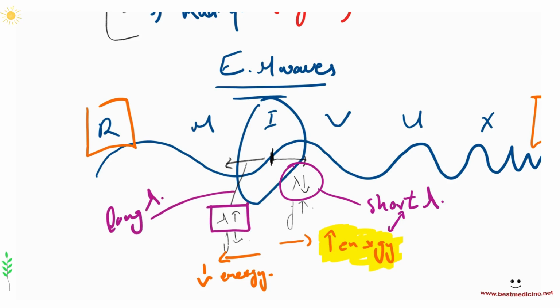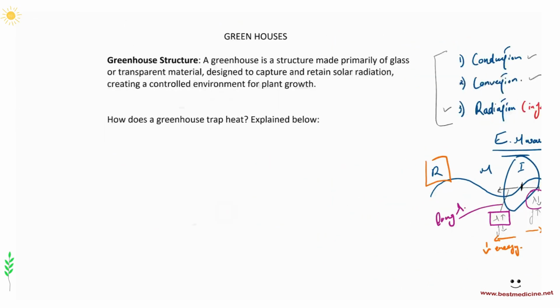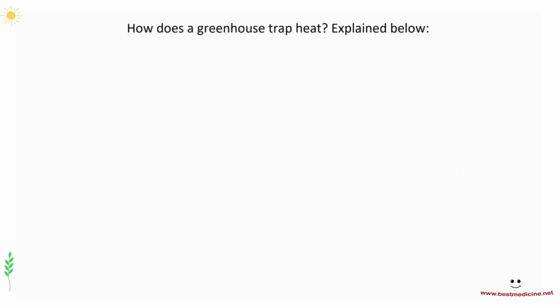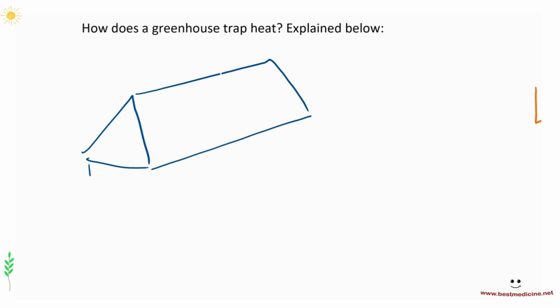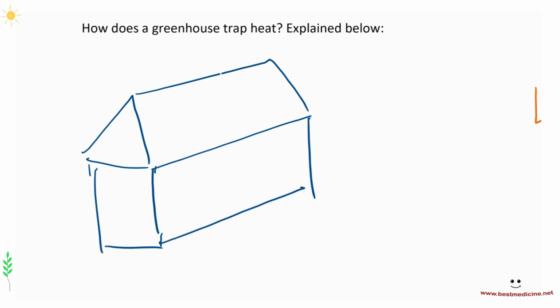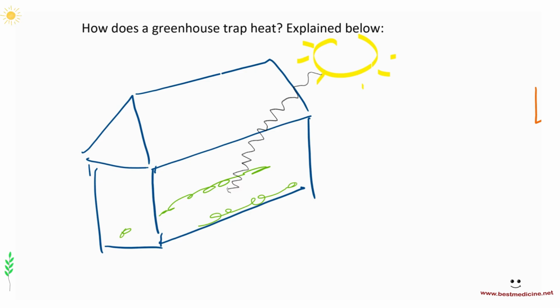Long waves to try to lose that heat. So let's have a look at the greenhouse structure, how that works. So here's a greenhouse, right? And then inside this greenhouse, you have all these plants. And on top of the greenhouse, you have the sun, which is emitting short or long wavelength? Short wavelength, right? Short wavelength radiation is coming, bringing in the heat to the greenhouse.